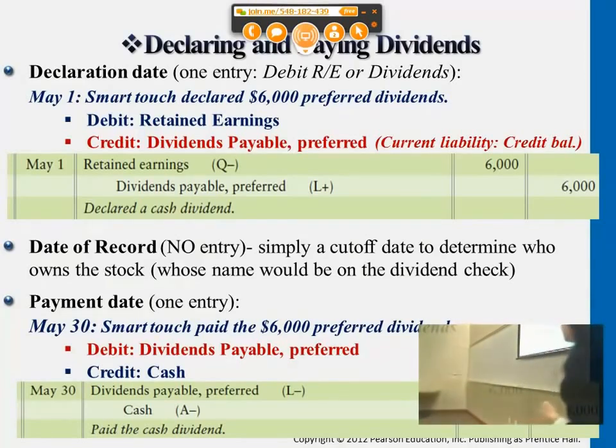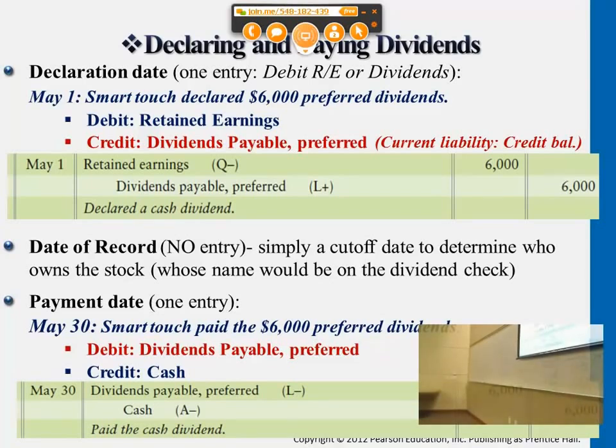Now, on the date of record, the company basically just decides who the shareholders are that get the dividends, so there's no journal entry for the second date. Third date, when the company actually pays out the dividends, then they use up cash at the same time.